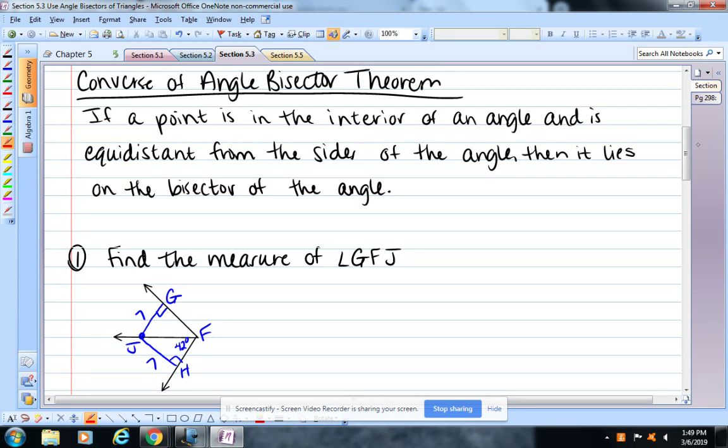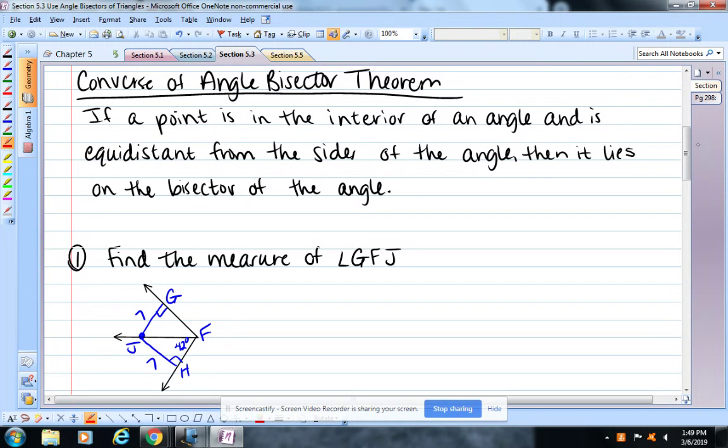They tell me that this point right here is in the interior of angle F. They tell me it's perpendicular to these two segments. And they tell me that both of these segments are 7 units apiece. So are those two segments congruent? Yes, if they both have a length of 7 units, then they're congruent. So if they are congruent, then this point must be on the angle bisector. That's what that converse theorem just said.